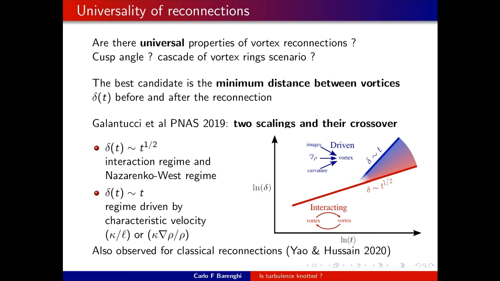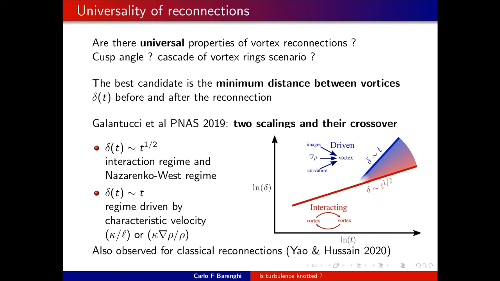And there have been many speculations on this. Many quantities have been proposed and investigated, such as the cusp angle, or the idea of a cascade of vortex rings scenario. And it looks as if there is actually a universal quantity, which is the minimum distance between vortices, this delta, which changes with time. And we found that there are two possible scaling laws, which have been verified in all the experiments and the numerical experiments using all the models which we can put together.